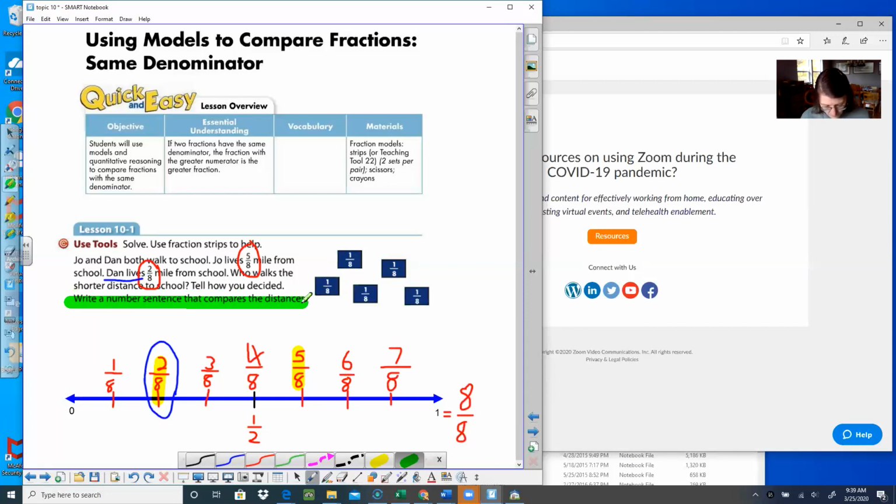And if you're wondering what I'm doing, I am doing my own number line, and I'm going to show you my work. Oh, I didn't space that very good.